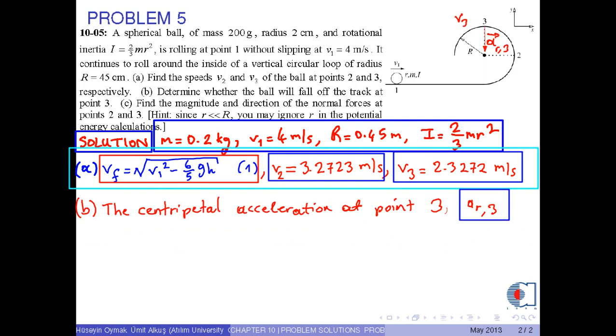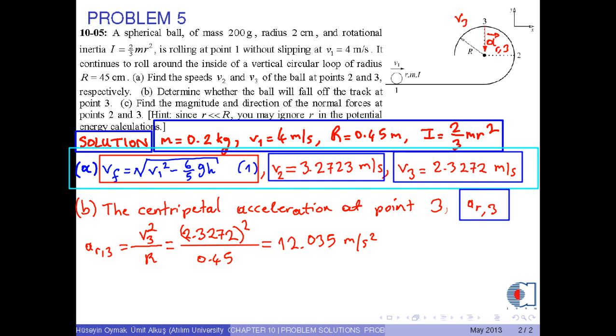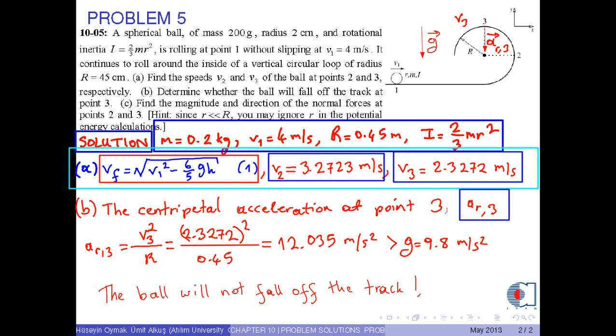For part B, the centripetal acceleration at point 3 is a_R3 equals V3 squared over capital R, which is 2.3272 meters per second squared over 0.45 meters, which is greater than the gravitational acceleration G, which is 9.8 meters per second squared. Thus, the ball must be in contact with the track, pushing downward on it.